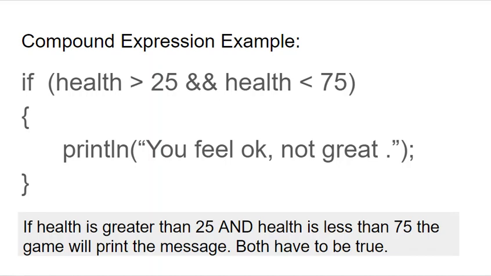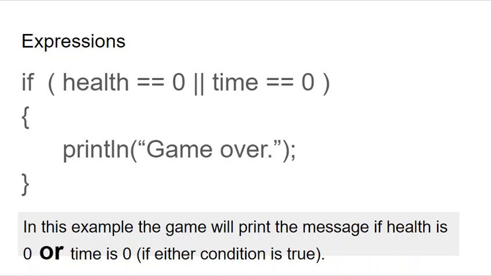Right, which is what I just said. And then let's look at an example with an OR, which is the double pipe. So with this, I would read this as, if health is equal to 0 or time is equal to 0, print game over, right? Because we ran out of health or we ran out of time. So there's an example of a compound operator, or a compound expression.